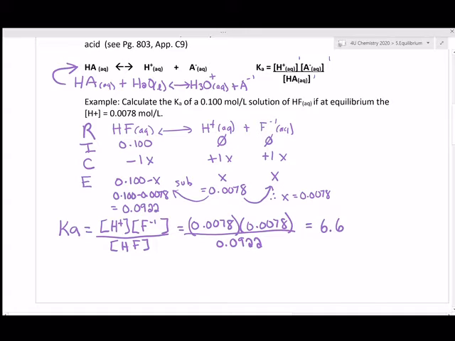I think it's 6.5 something, 659, I can't remember exactly. Okay, so we're going to round it to 6.6 because we had 2 significant digits here. Here we had 3, so we're going to keep the least. And that is going to be the Ka value for the acid hydrofluoric acid. So if you check page 803, the Ka matches. Okay, so we have done that correctly.